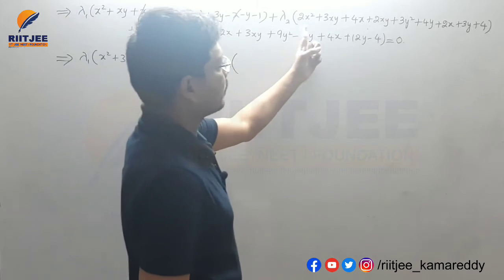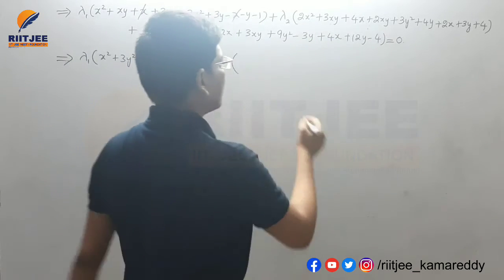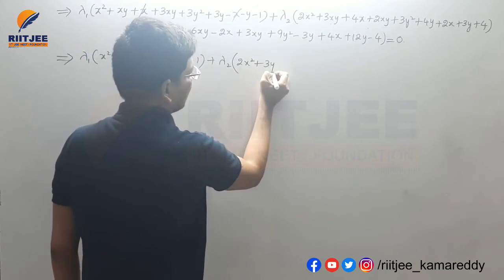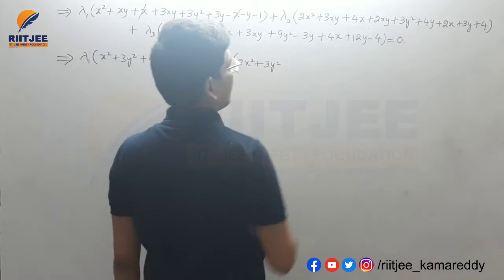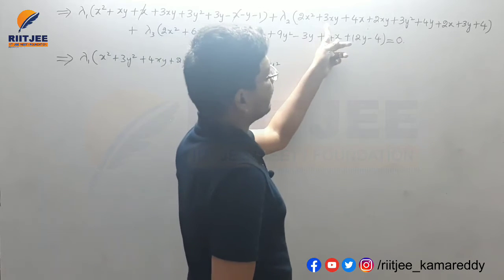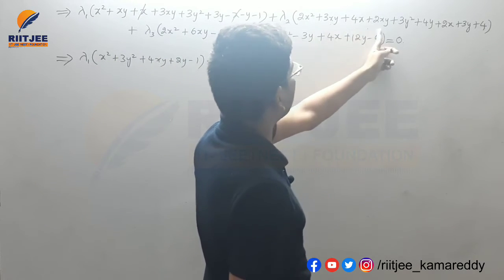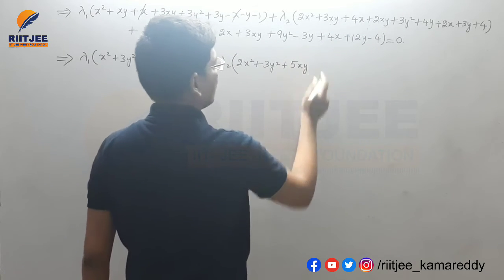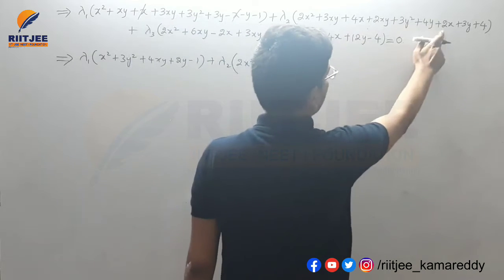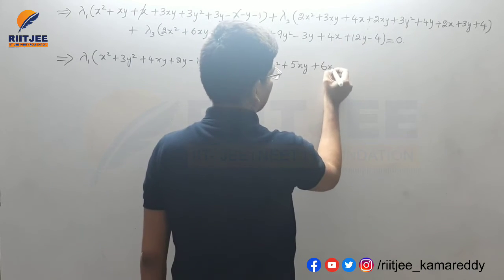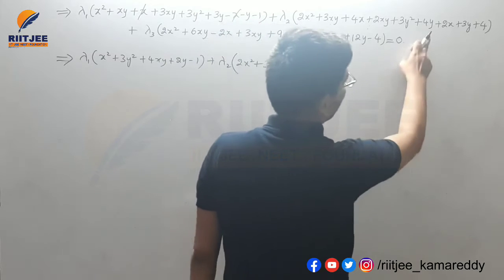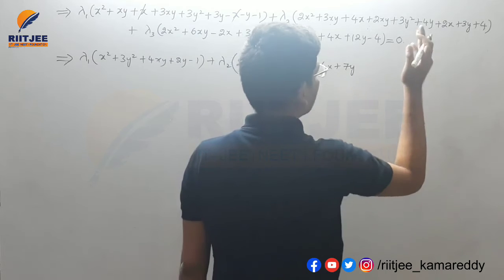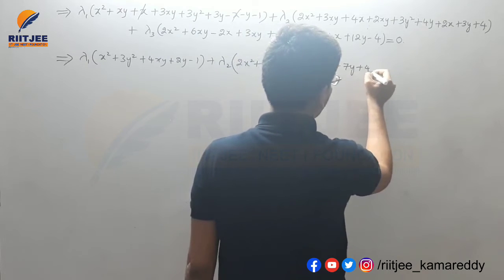Lambda 2 is nothing but 2x square, and we don't have any x square terms, 2x square plus 3y square. I am writing the x square, y square terms here first, and 3xy, and do we have any terms here? 3xy, 2xy, completely 5xy. Next 4x, 2x, that will become 6x plus, and 4y, 3y, that will become 7y. Finally we have only one constant term, that is 4 here.